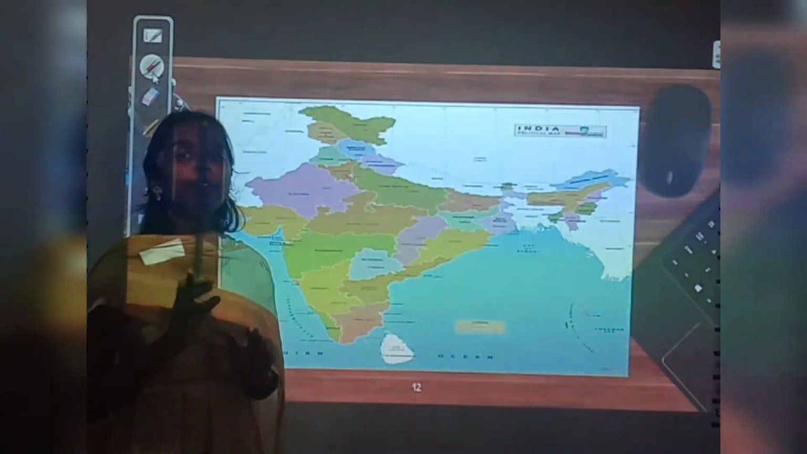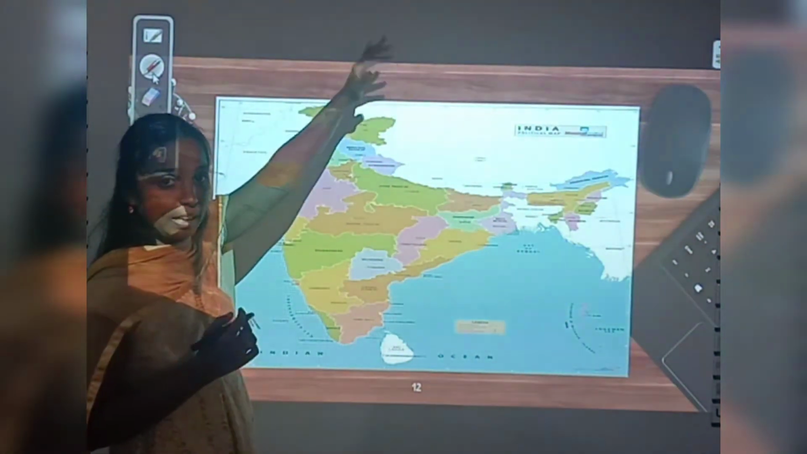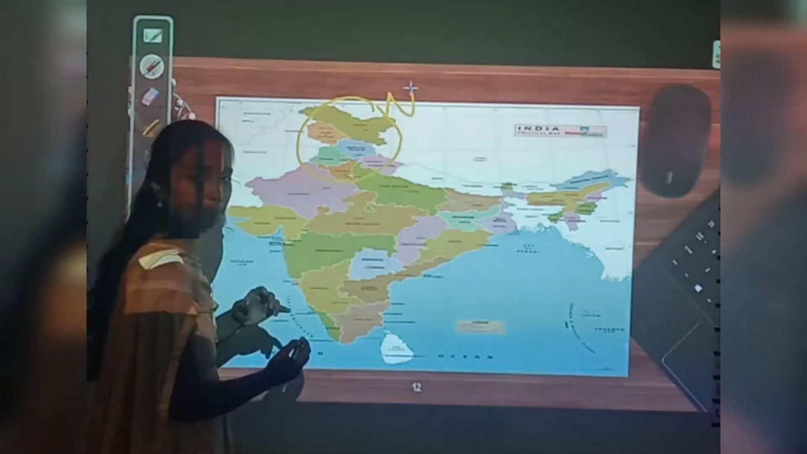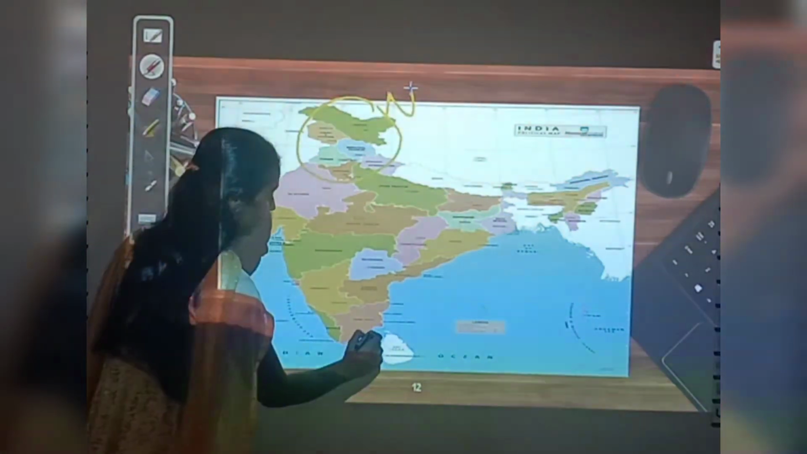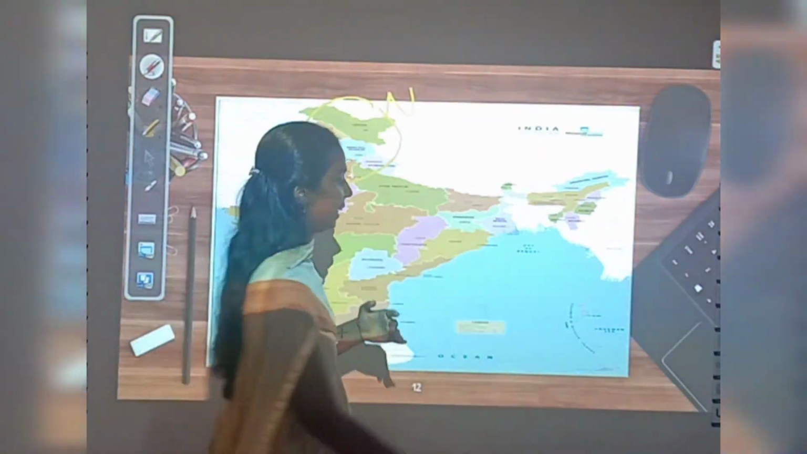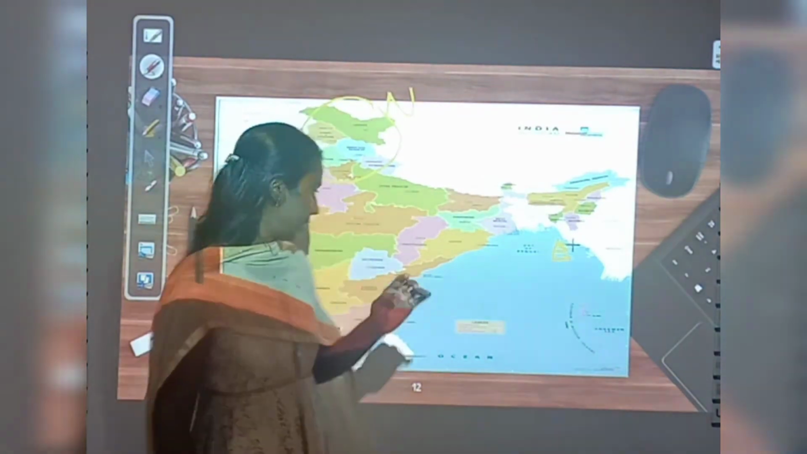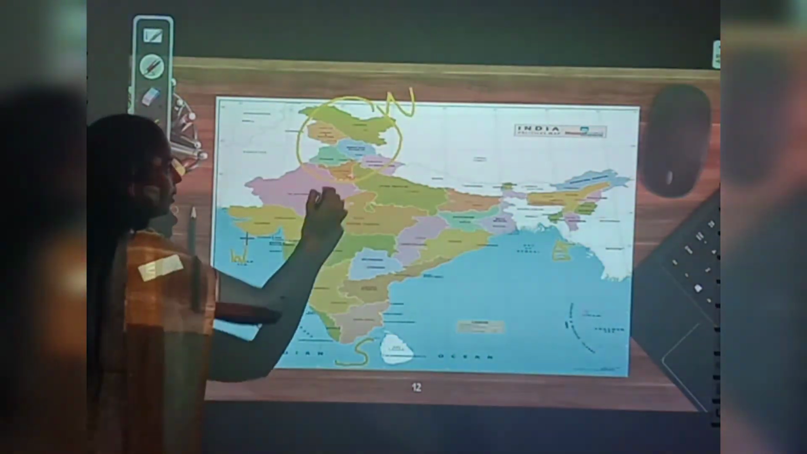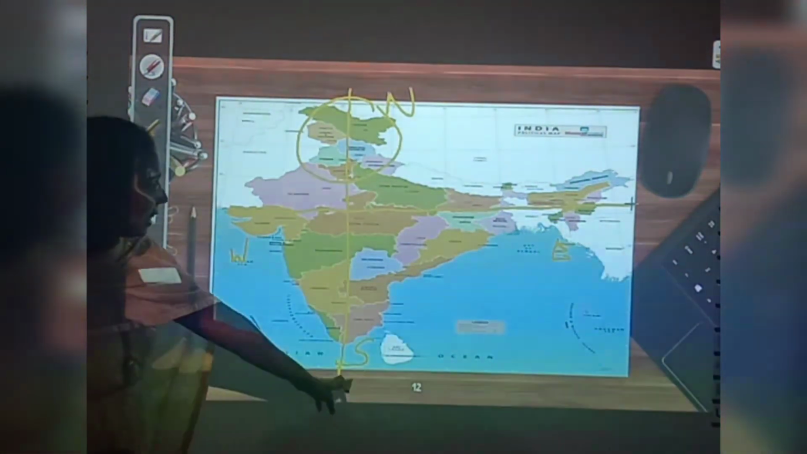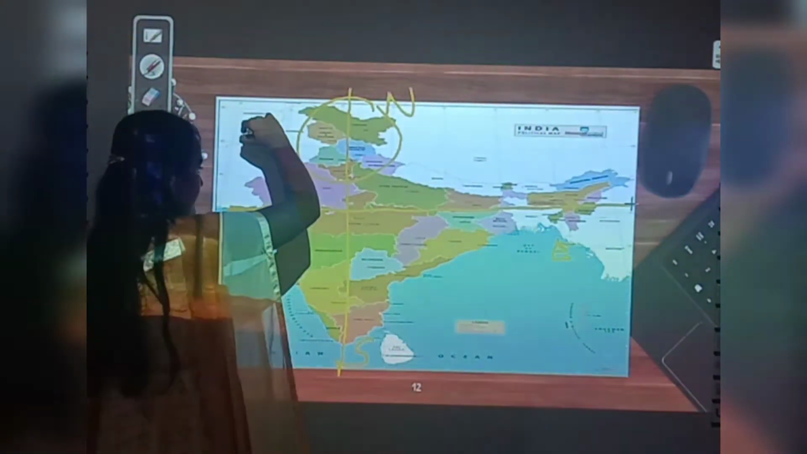Yes, now let us see how we are locating these directions in our India map. So what is it? The head points towards what? North, right? So here this area comes under north. And the bottom, the opposite side of north, we have south. And the left hand side we have what? East side. And the right hand side what we have? West, right? So this is north, this is south, this is east and this is west. Now shall we mark the sub-directions?